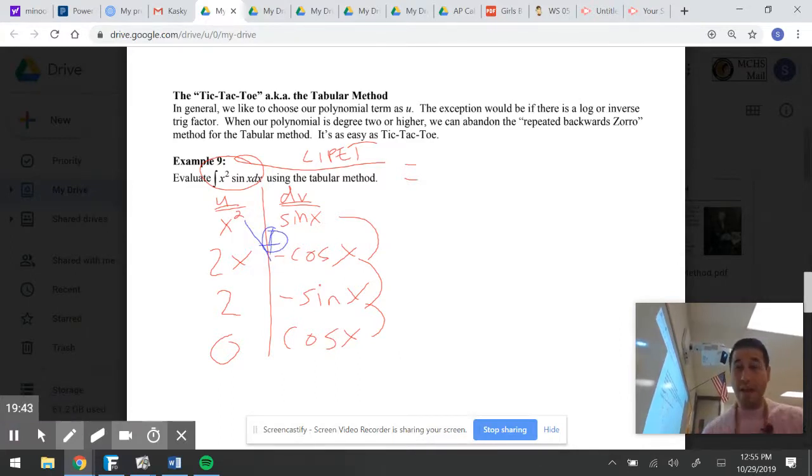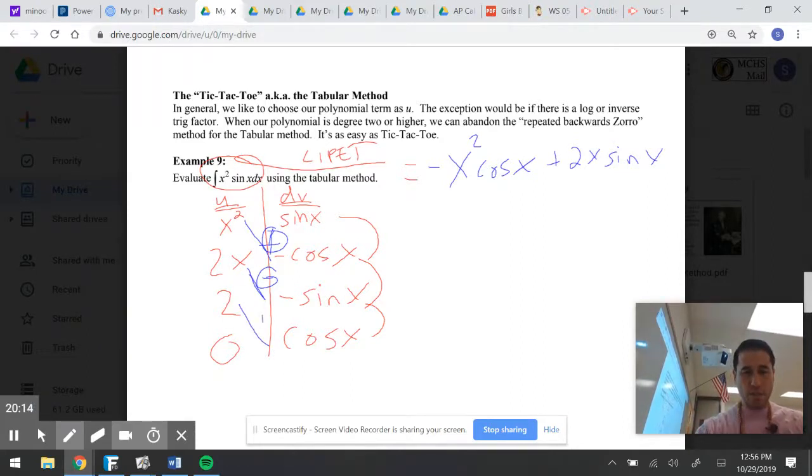Okay, so you multiply it by a positive 1. So x squared times negative cosine x times a positive 1 would give me a negative x squared cosine x, right, class? And then it flip-flops. I'm going to multiply this by a -1. So I have 2x times negative sine x times a -1, which would give me a plus 2x sine x, right, class? And then I go here until it's exhausted, right?